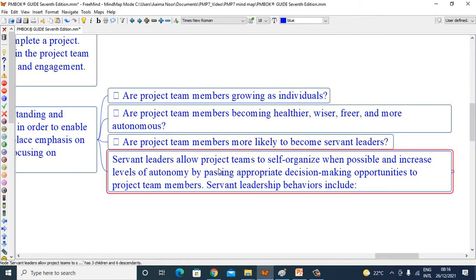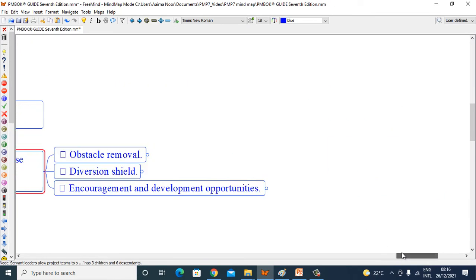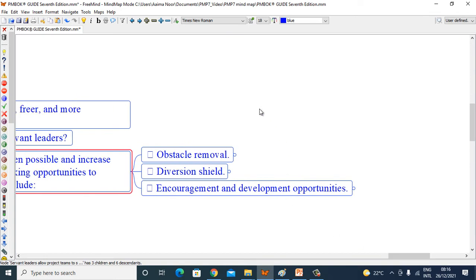Servant leaders allow project teams to self-organize when possible and increase levels of autonomy by passing appropriate decision-making opportunities to project team members. Servant leadership behavior includes obstacle removal, diversion shield, encouragement and development opportunities. Let's explore one by one. Obstacle removal.